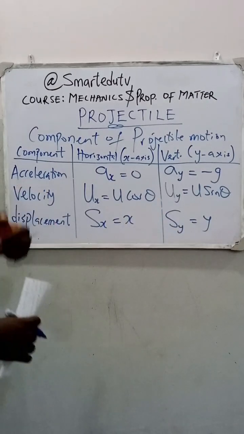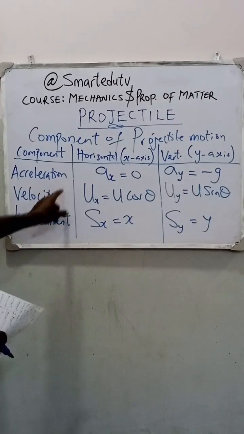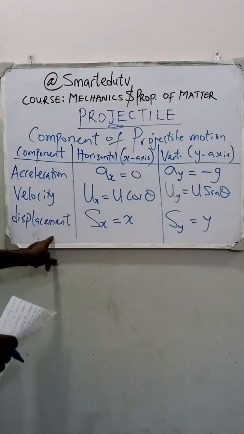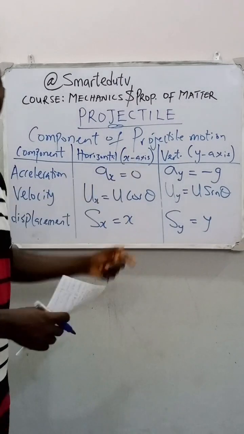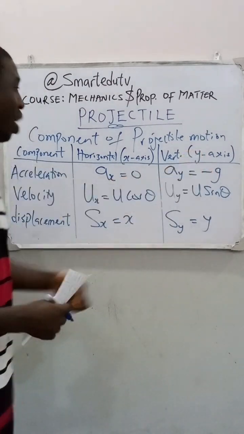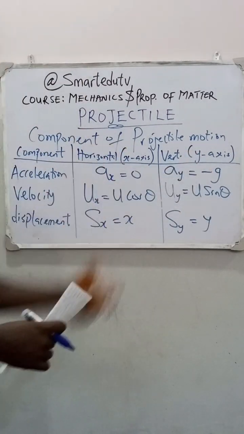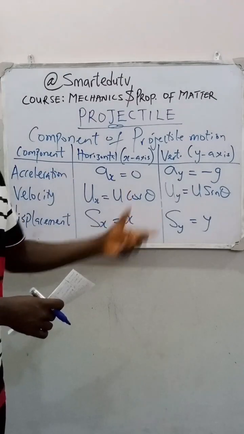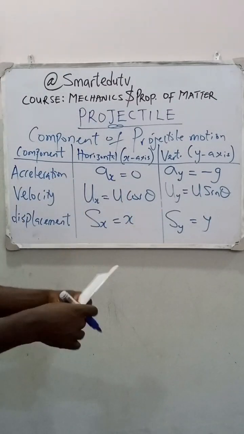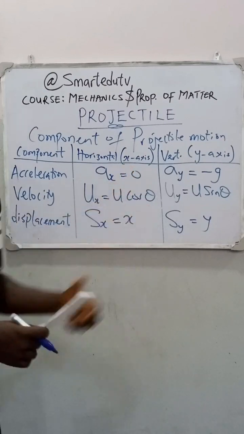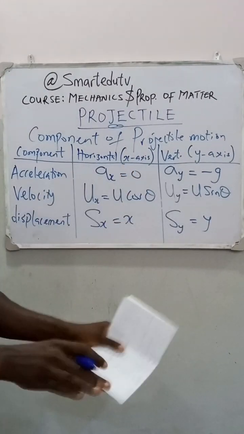So these are what happens to the components of acceleration, velocity, and displacement, both along the x-axis and along the y-axis. This is very important for us to understand the basics of projectile. It is from here that we are going to be generating those equations from our normal equations of motion.